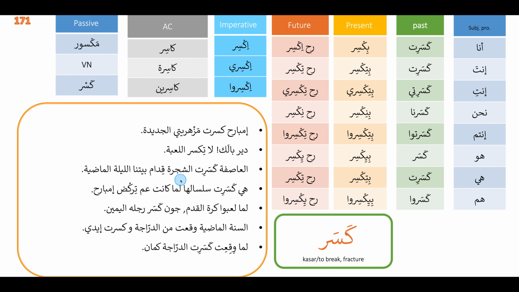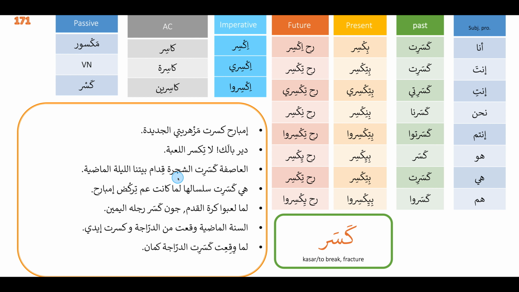العاصفة كسرت الشجرة قدام بيتنا الليلة الماضية. العاصفة, storm, كسرت, broke, الشجرة, the tree, قدام, in front of, بيتنا, our house, الليلة الماضية, last night.